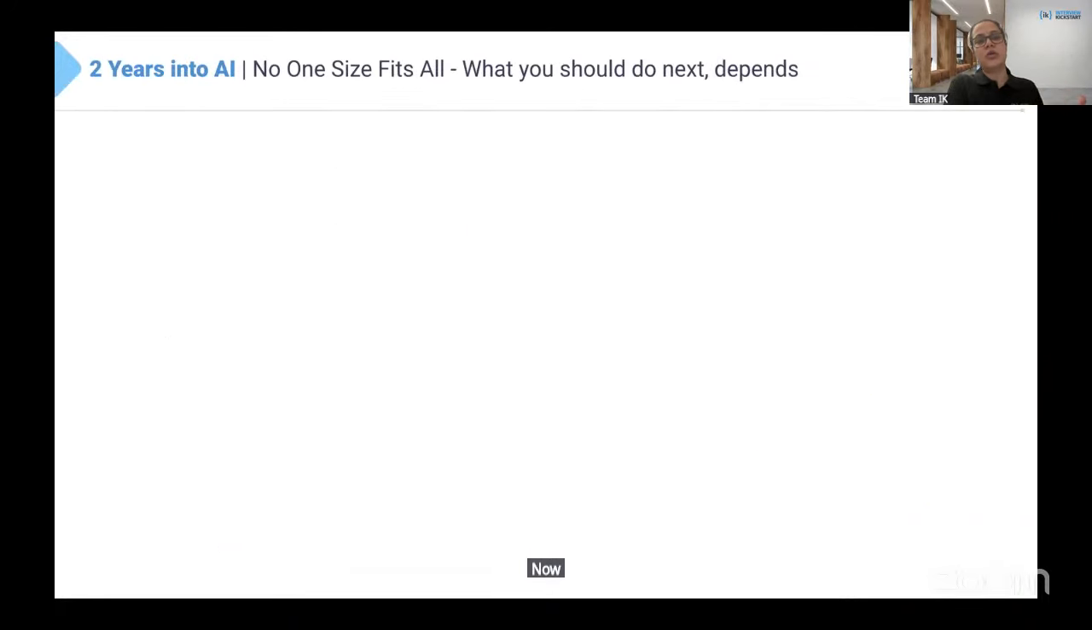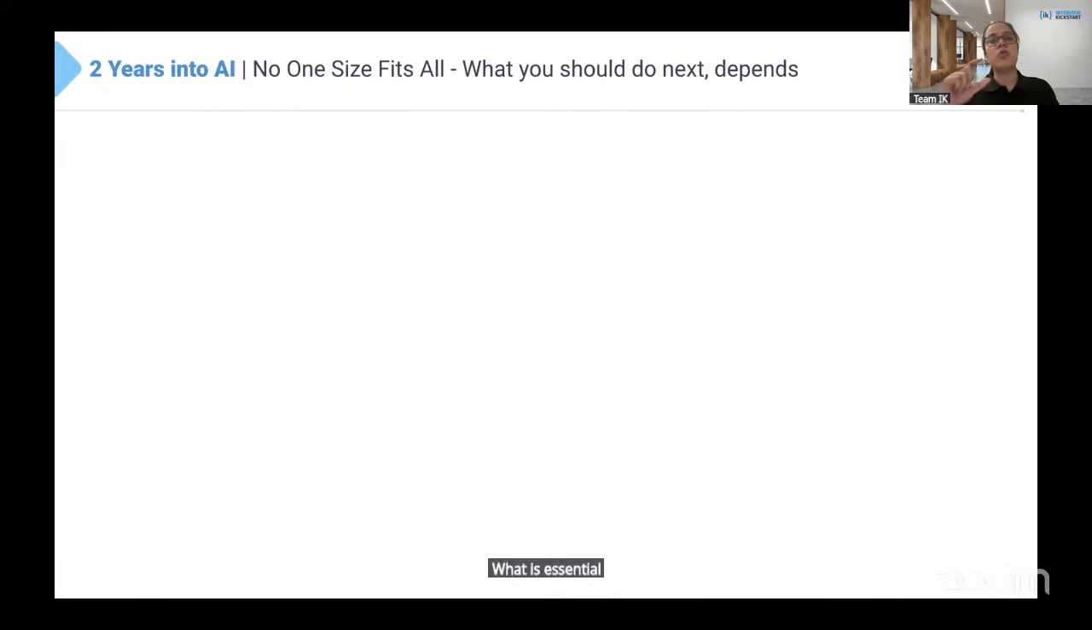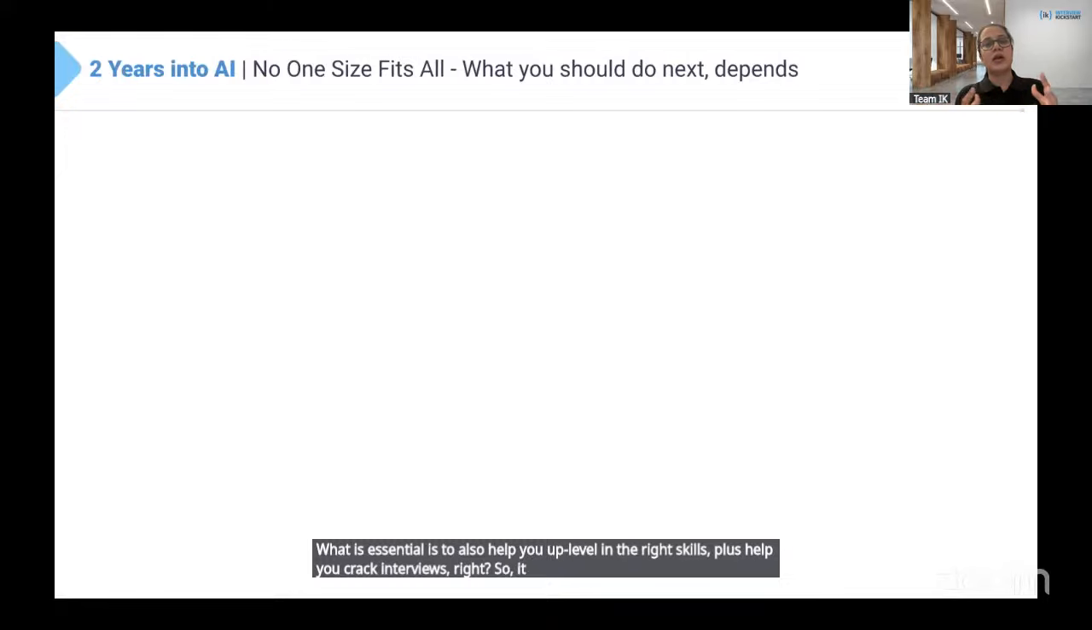Now, in the last 2 years, we have been talking about the growth of AI in the work environment. What we understood was, while we are preparing you to crack the interviews for top tech companies, what is essential is to also help you up-level in the right skills, plus help you crack interviews, right? So it is a 50-50% game. You need to upskill to crack good interviews, right?